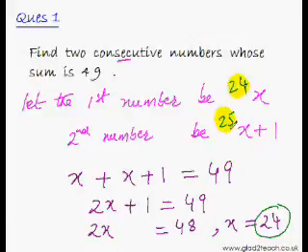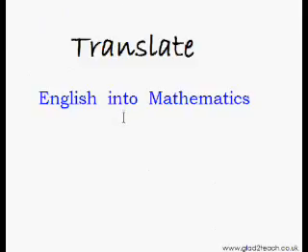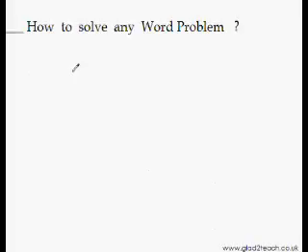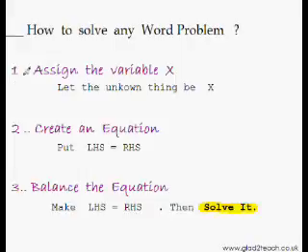And you can even double check the answer. See, 24 and 25, they are consecutive, no problem with that, and they also add up to 49. So as we have just seen, solving any word problem is very easy if you know how to translate English into mathematics. See, we translated this English sentence into this algebraic equation. Okay, so let me just show you the simple steps to solve any word problem. The first step is always to assign the variable x. That is, we always start by saying that let the unknown thing be x.